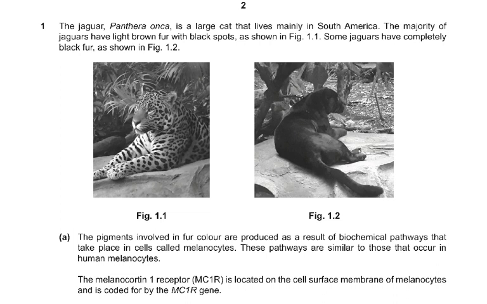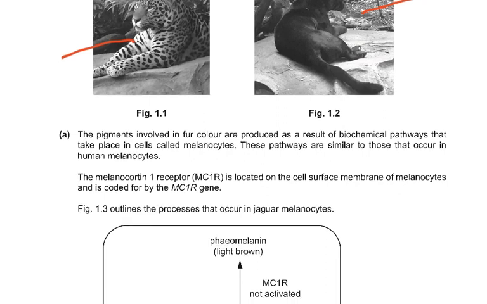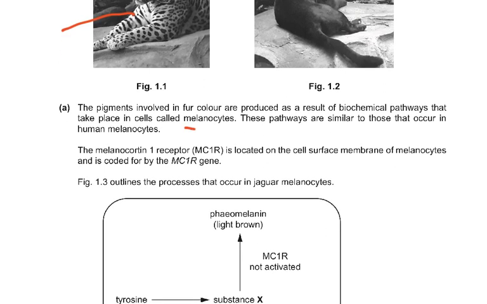Now coming to question number 1. The jaguar is the large cat that lives mainly in South America. The majority of jaguars have light brown fur with black spots as shown in figure 1.1. Some jaguars have completely black fur. So this is the one with the completely black fur, and this is the one with the brown fur with black spots on it. The pigments involved in fur color are produced as a result of biochemical pathways that take place in cells called melanocytes.